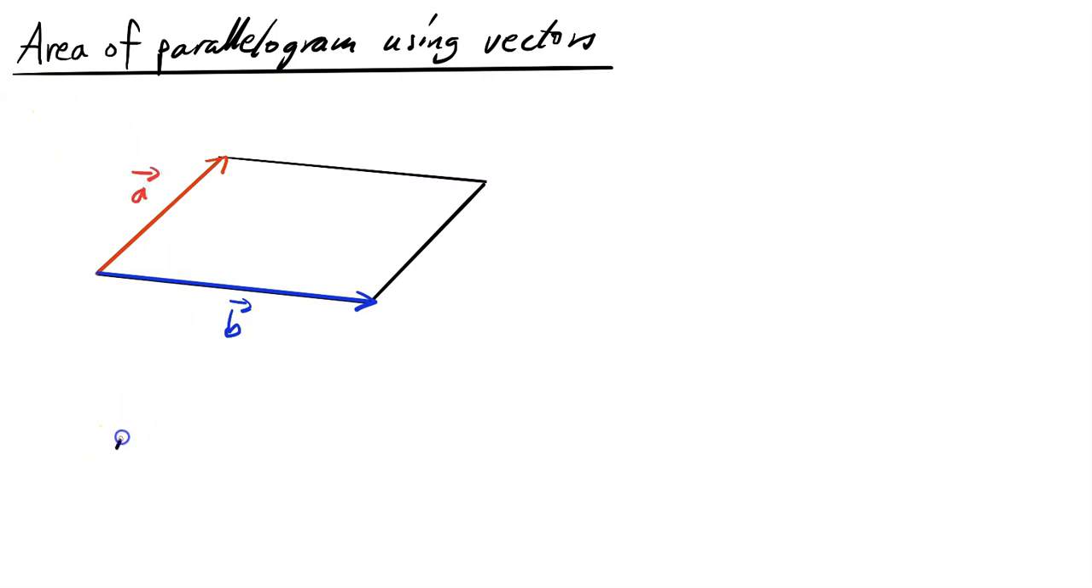then the area of this parallelogram can be shown to be equal to: you take the scalar product, or dot product, of A with a vector we call B perpendicular. In a moment we'll say what it is. And then you take the absolute value of that. So this formula gives you the area of this parallelogram.